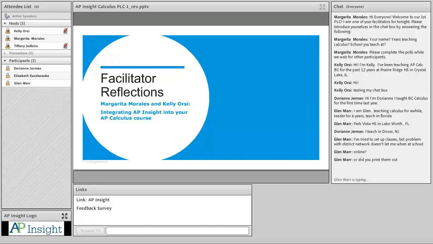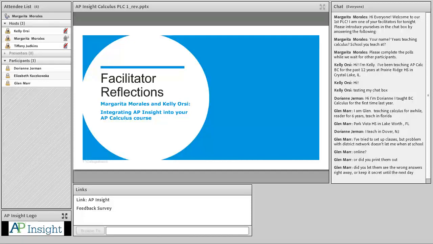And then one thing that I do want to highlight that I did use was the performance test before the challenge area. Let me see the question. Did you let them see the wrong answers right away or keep it secret until the next day? No, I let them see the wrong answers right away, just for the sake of keeping track of the class, so that they can have some feedback right away. I did go off of my students' honesty policy there, just for the sake of me trying to implement the class.